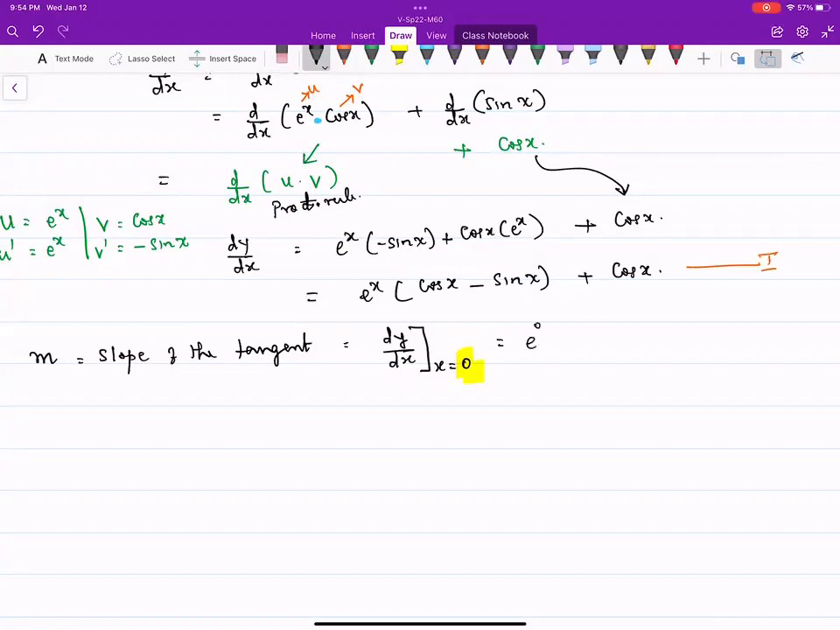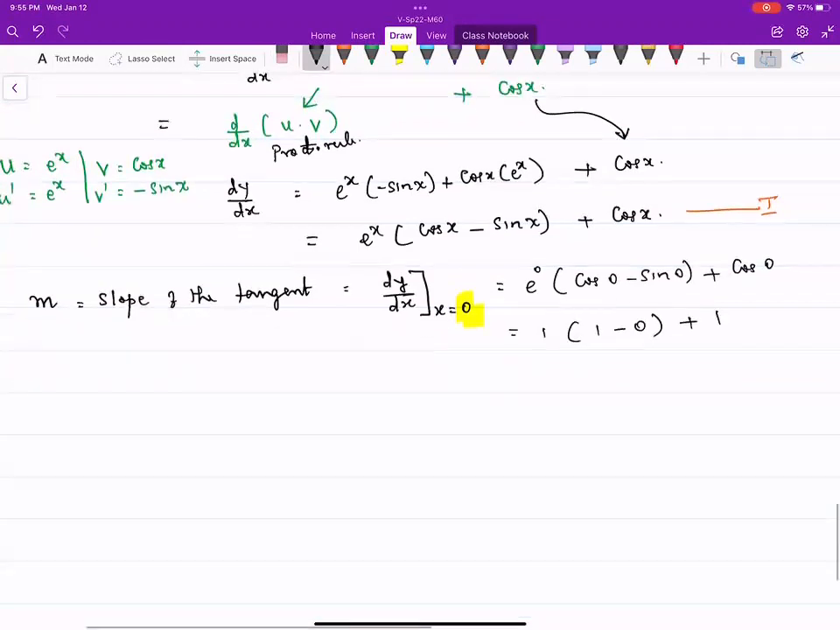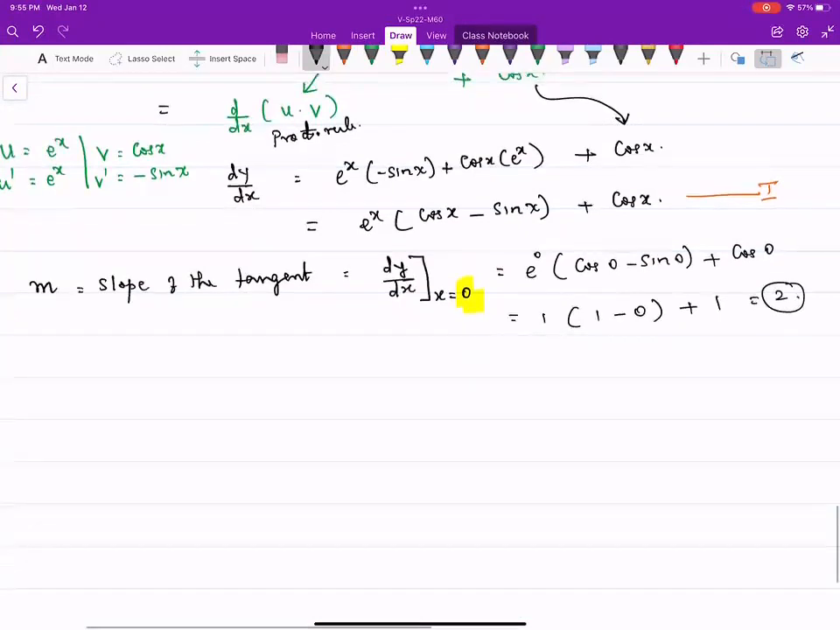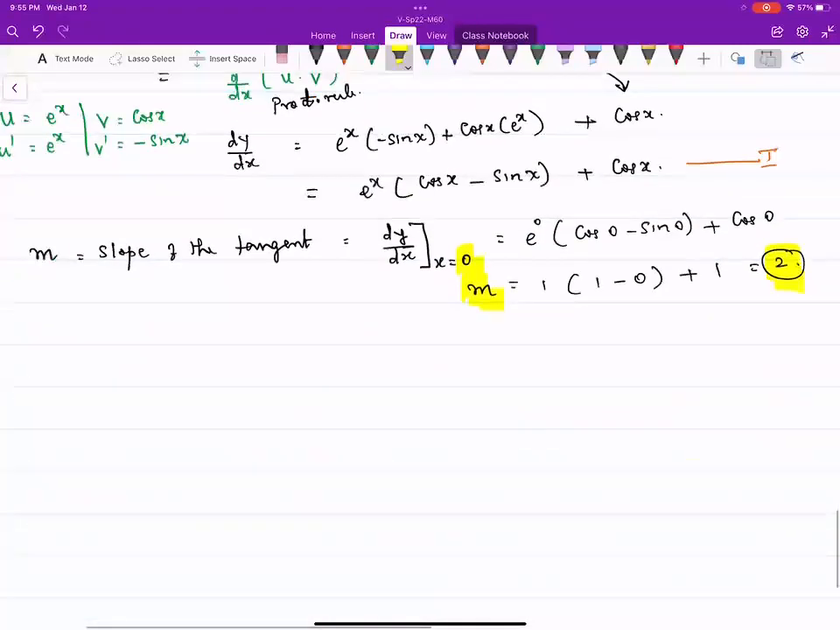So it is e to the 0 times cosine 0 minus sine 0, plus cosine 0. So 1, cosine 0 is 1, sine 0 is 0, cosine 0 is 1. So it is 1 plus 1, 2. So we got the slope equal to 2. Slope of the tangent line is equal to 2. And it passes through the point 0, 1.